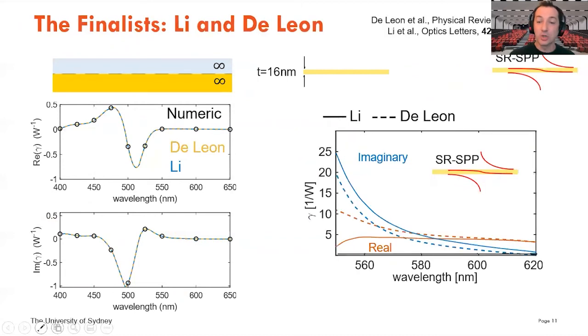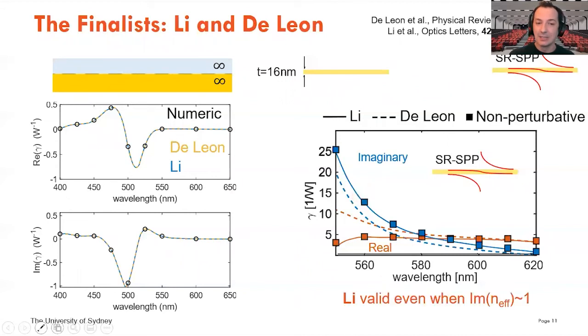So if we now consider the short-range plasmon, the gamma is orders of magnitude larger, and we see some deviation between the Lee method and the DeLeon method. But when comparing with the non-perturbative approach, we find that Lee shows the better agreement. So we have found Lee to be valid even when the imaginary part of n effective approaches unity. And in fact, we are yet to find a scenario where Lee does not work. And so we can conclude that Lee provides the most generally valid non-perturbative analytic expression to use.